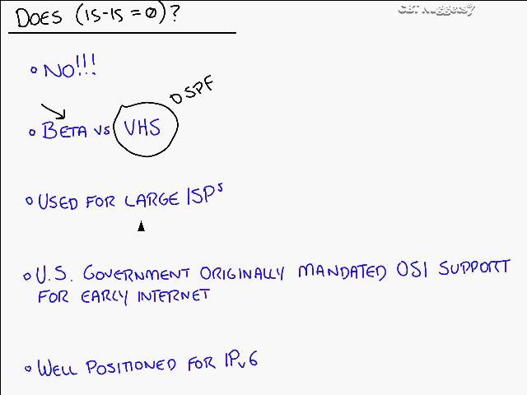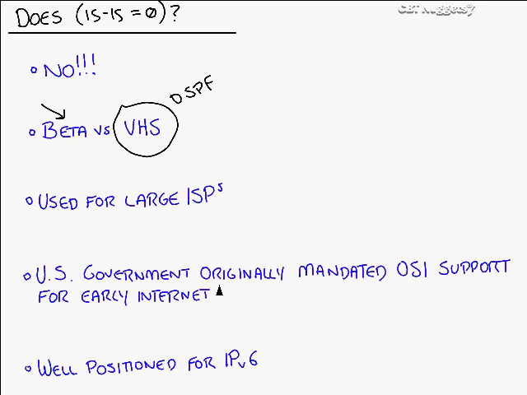The reason it became popular among the large ISPs is because the US government originally mandated OSI support for the early internet, before the internet really took shape and took form using TCP/IP. OSI was the protocol that was used to run the foundation of the internet. And that kind of brings me to another point. You ever wonder where the OSI model came from? I mean, when I first learned the OSI model, I was like, what did this apply to?